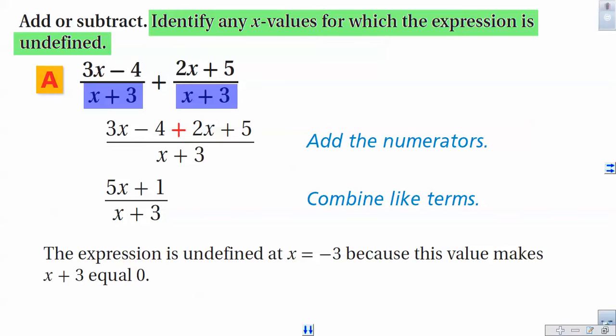Now let's address the undefined value here, same as what we did in the previous 2 days. The undefined value is the value of x that makes the denominator equal to 0. So understand that negative 3 will do that. If negative 3 is our undefined value, you could have answered this part by saying, this is my solution, and x can't be equal to negative 3.